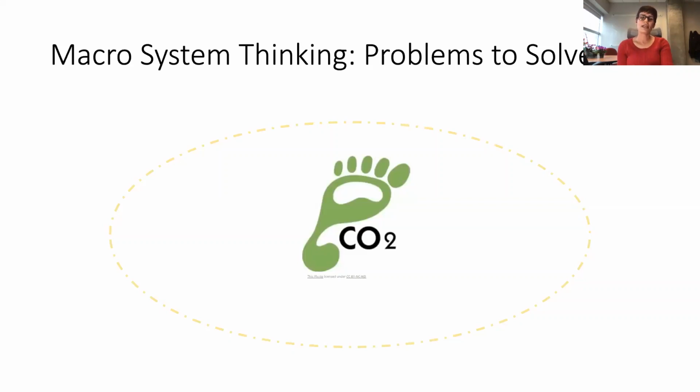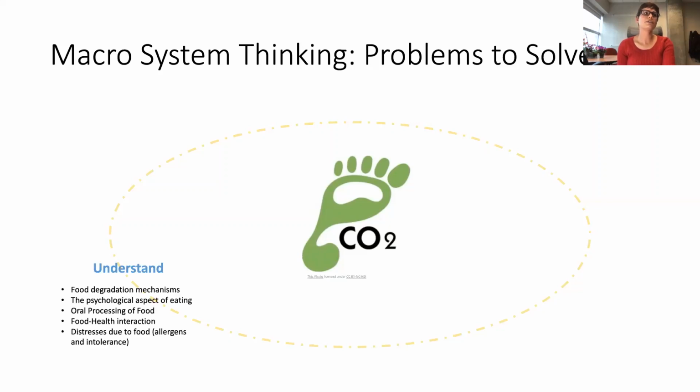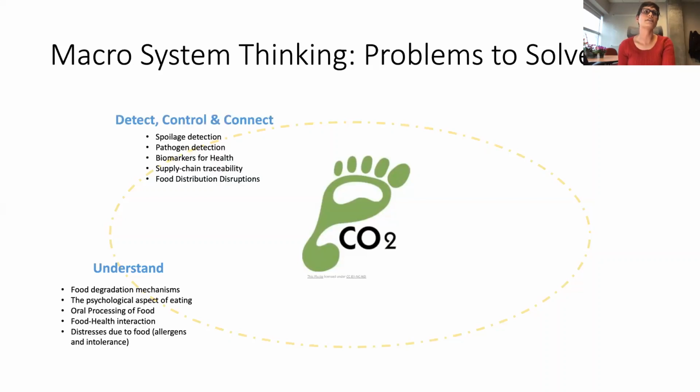So we have, again, for example, carbon footprint and its impact on climate change, and how can we tackle these when you talk about food production. So understand, for example, food degradation mechanisms, the physiological aspects of eating, oral processing of food, so texture aspects of things, food health interaction, distresses due to food allergens and intolerances.